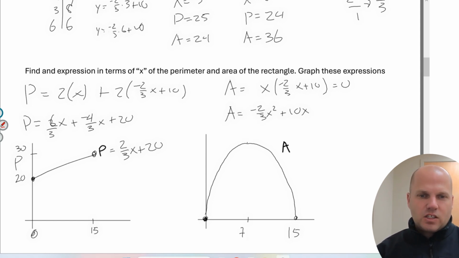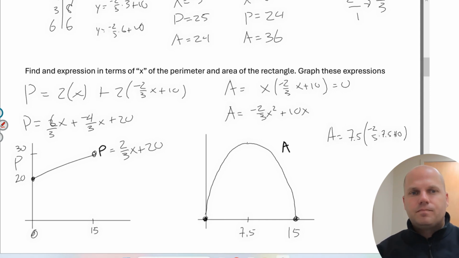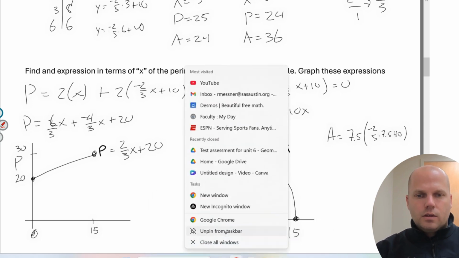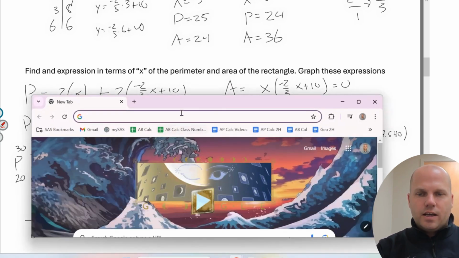Well, the vertex is when we are smack dab in between our two zeros, and that's going to be at 7.5. Now, what is the area? Well, the area is going to be 7.5 times negative 2/3 times 7.5 plus 10. And I'll get a calculator out to do that.